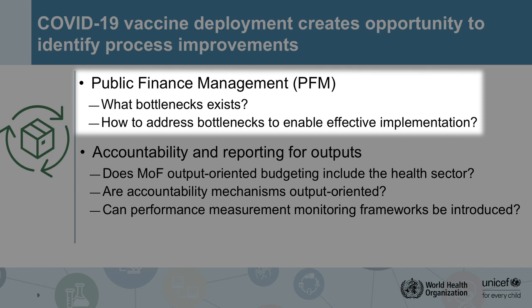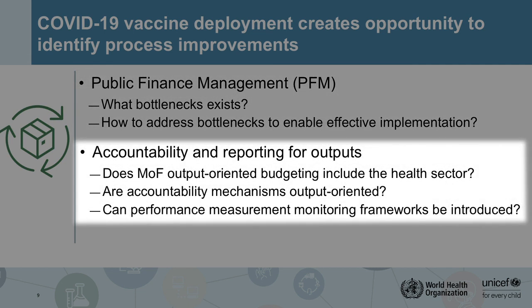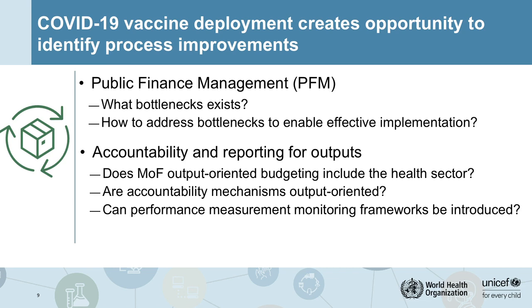For example, bottlenecks linked to public finance management, PFM, can lead to untimely access to resources by providers or inflexible use of resources by providers, preventing them from being able to respond to needs. The latter is often caused by government's budget structure, when it is organized by inputs rather than output-based.